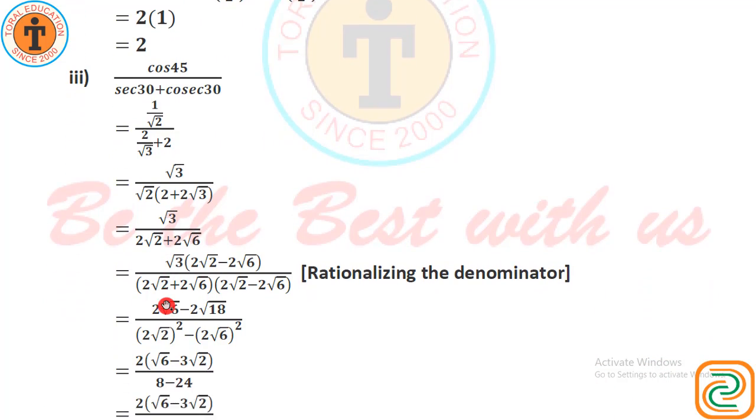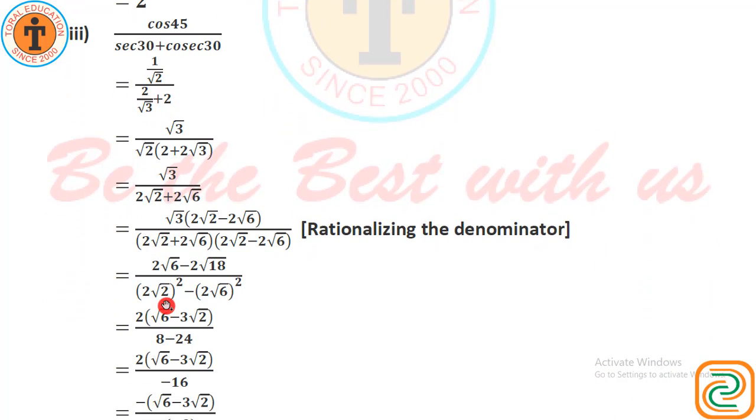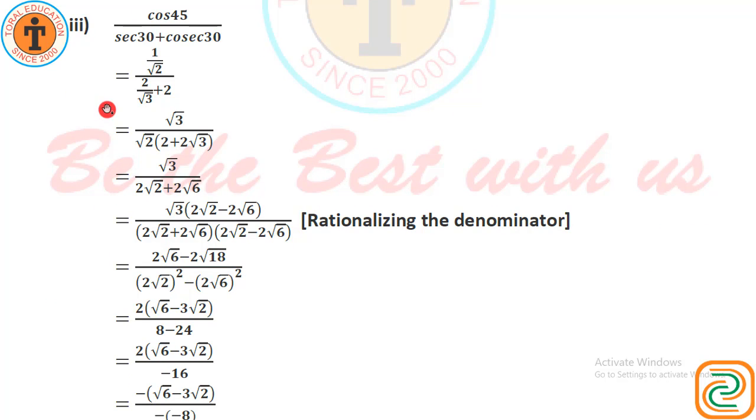Similarly, here is the long sum, cos 45 upon sec 30 plus cosec 30. It looks very small, but look at here. Cos 45 is 1 upon root 2, sec 30 is 2 by root 3, and cosec 30 is 2. So what should we do? We should take LCM.